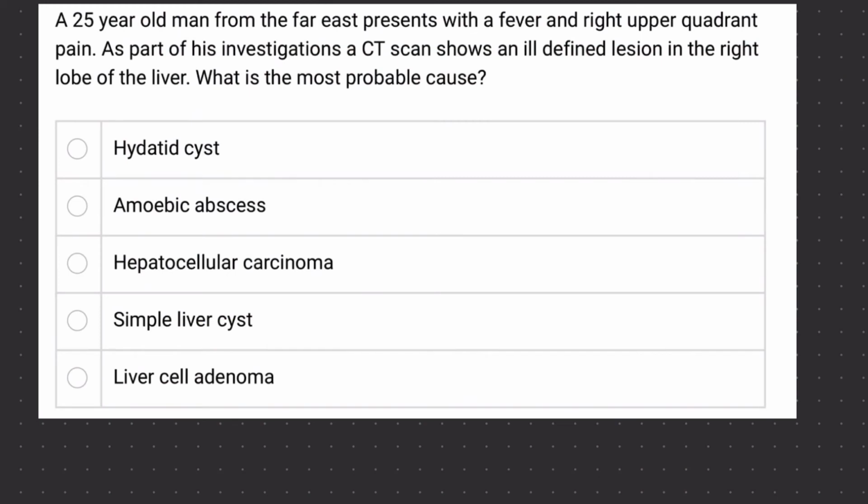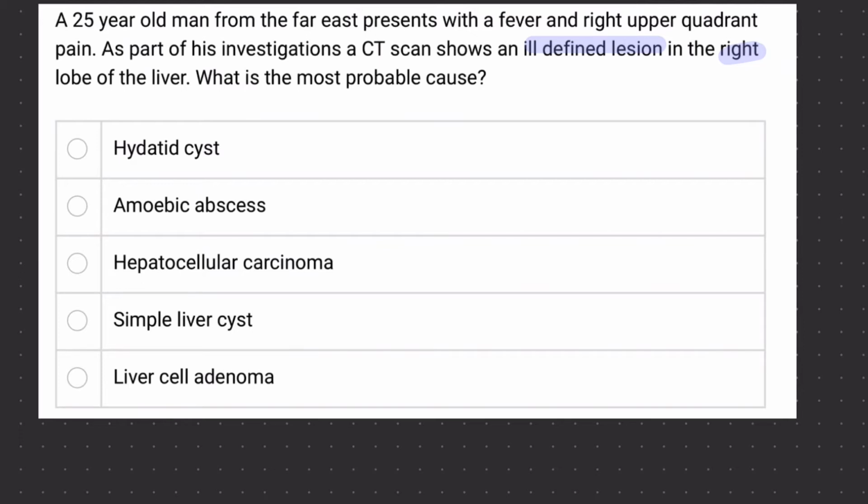presents with fever and right upper quadrant abdominal pain. As part of his investigation, a CT scan shows an ill-defined lesion of the right lobe of the liver. So it's the right lobe of the liver. What is the most likely diagnosis?